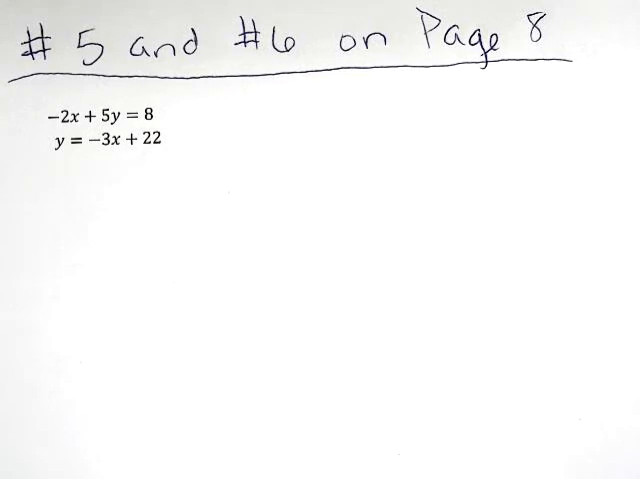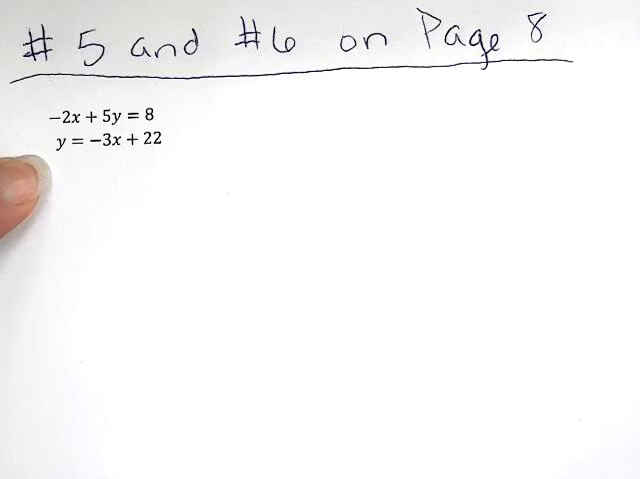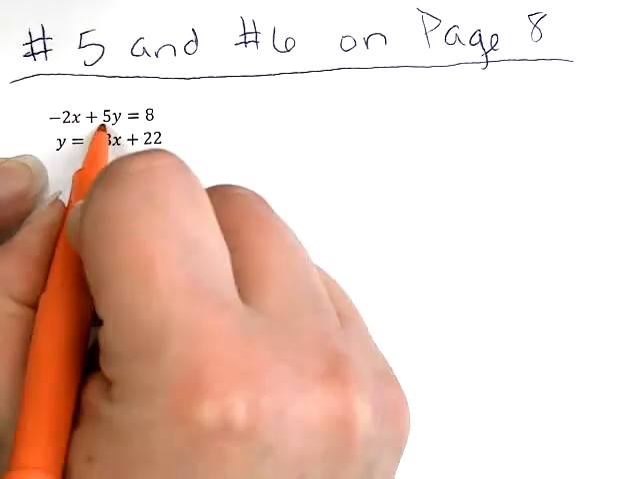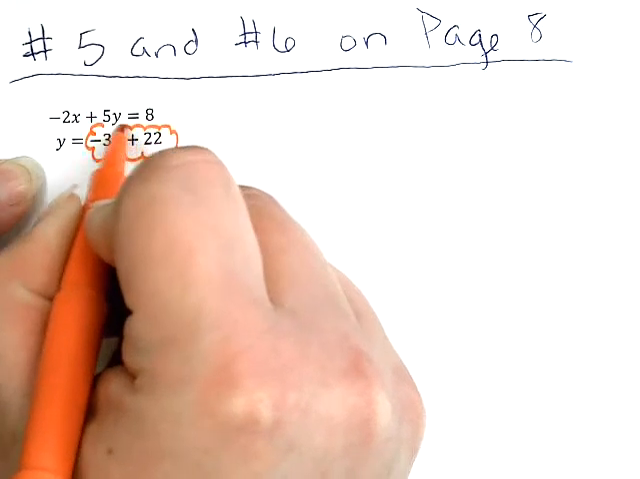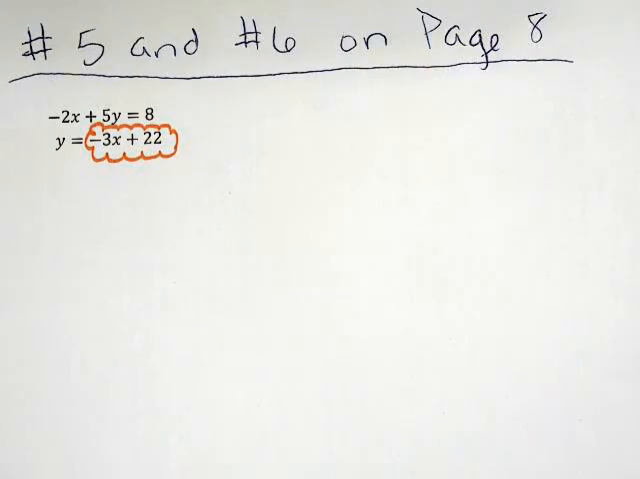Alright, so step 1 of solving a linear system using substitution is to find a variable that's already isolated. So remember, we're looking for either x equals or y equals. When we look at our first equation here, we have negative 2x plus 5y equals 8. So that's obviously not it. Then we have y equals negative 3x plus 22. Well, that one says y equals, right? So my y is isolated there, which means this negative 3x plus 22, that's my blob. So remember, we want to circle or box, or I usually put a cloud around the blob, okay?